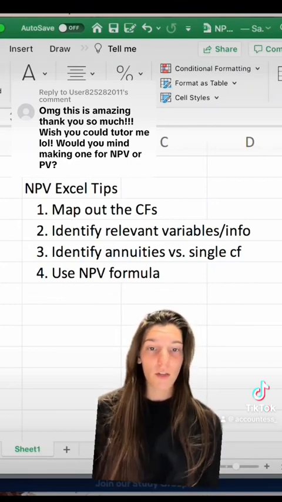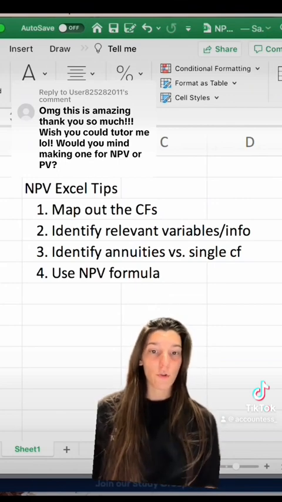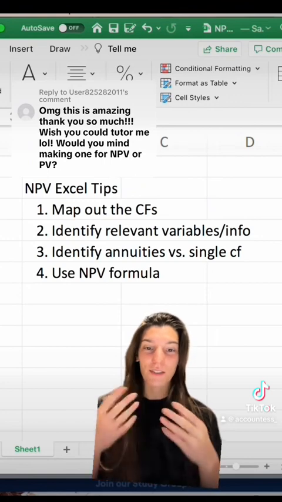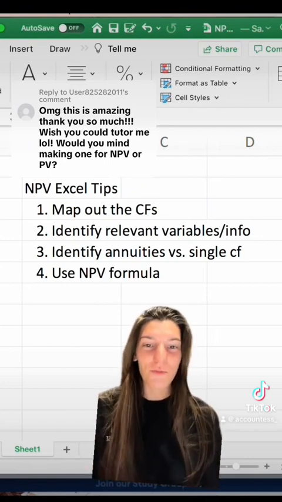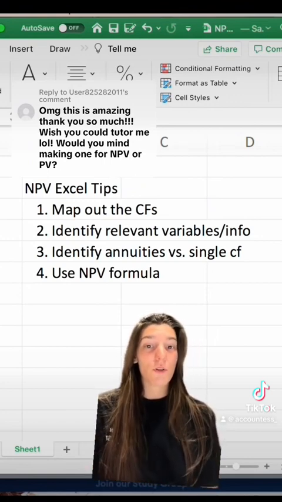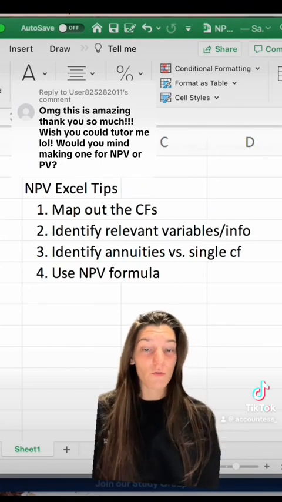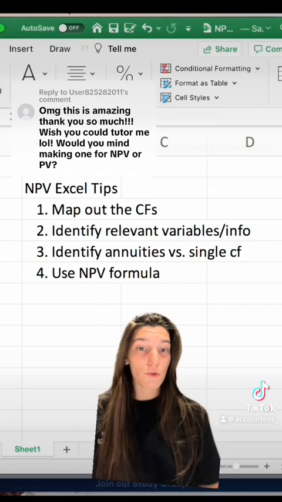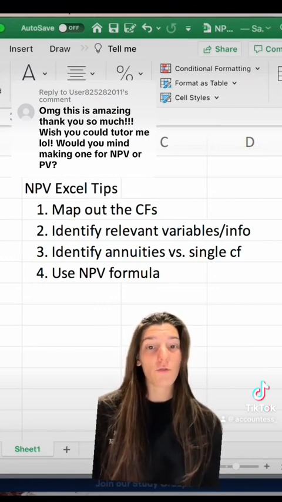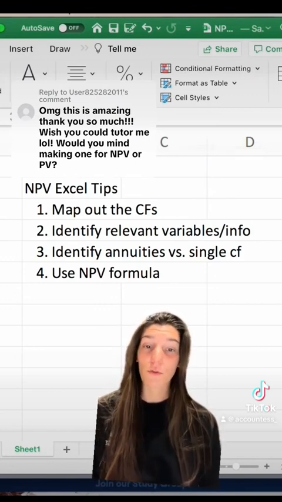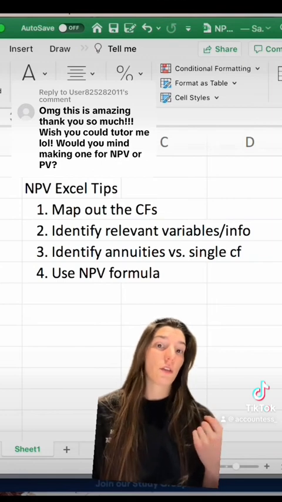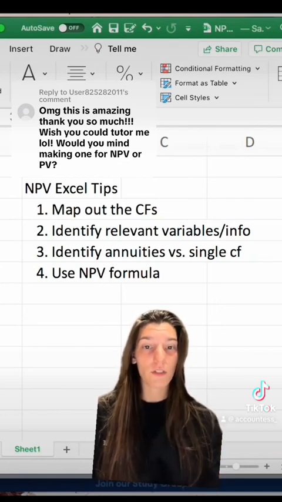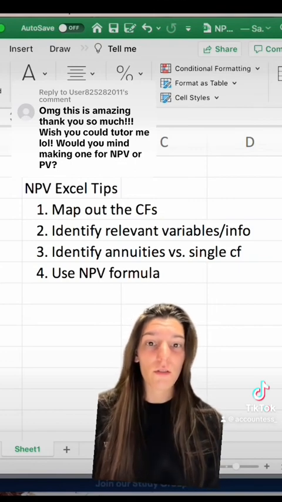First, map out the cash flows, whether it's a cash inflow or cash outflow. That matters because you are netting them together. That's the whole point of the net present value. 2, you want to identify relevant variables and information, especially if it is a more complicated problem that requires more calculations. Then it's going to be helpful to have things like the number of periods or the rate of return in a separate cell in Excel so that you can just point to that cell in your calculations.